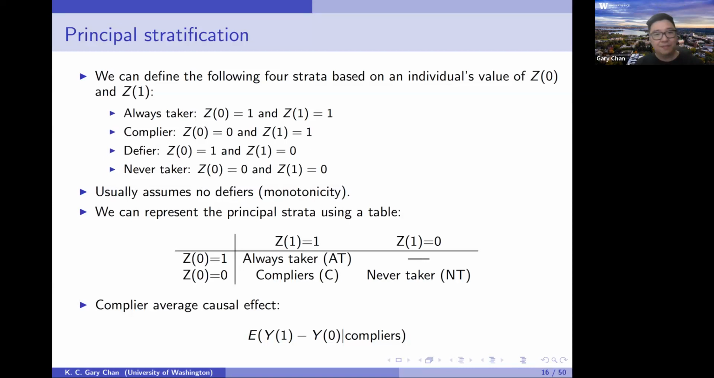So we present the principal strata in a table, assuming there are three kinds of people. Some people are always takers, some people are compliers, some people are never takers. And we define the complier average causal effect, the complier average treatment effect, as the mean difference of the potential outcomes only among the compliers. So this is how we define the complier groups. Some people are compliers, some people always take the treatment, some people always take the control. And then within the compliers, we can estimate the average treatment effects.